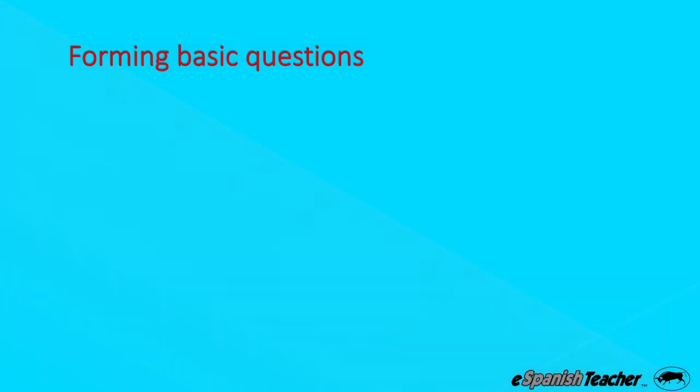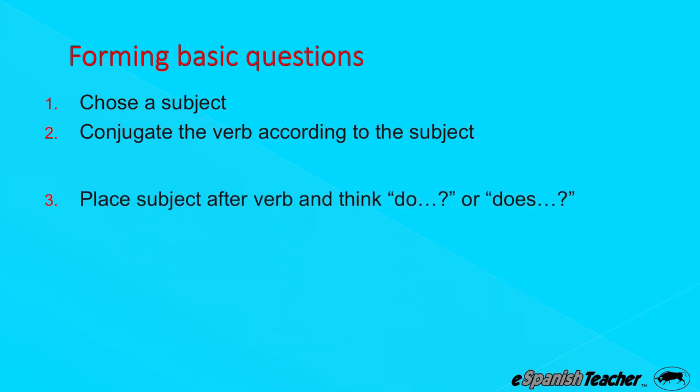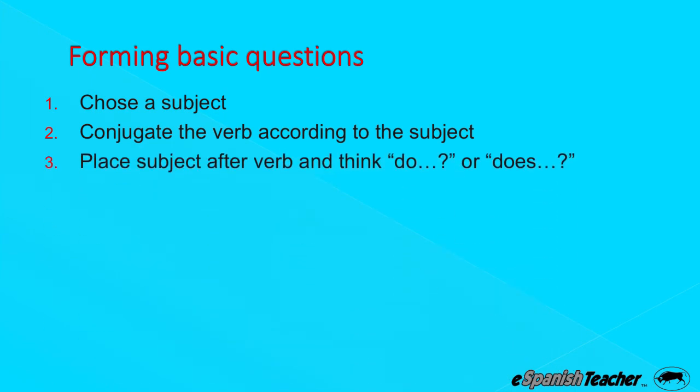All right, so let's start to form some basic questions. So we're first going to choose a subject. Just like we did when we conjugated verbs, you're choosing your subject. And then you're actually going to conjugate the verb according to that subject. So this is those 3 steps that we've talked about in conjugating verbs. Finally, you are going to do something very important. Questions in Spanish don't become a question until you have changed the position of the subject and verb. So let that sink in for a minute.